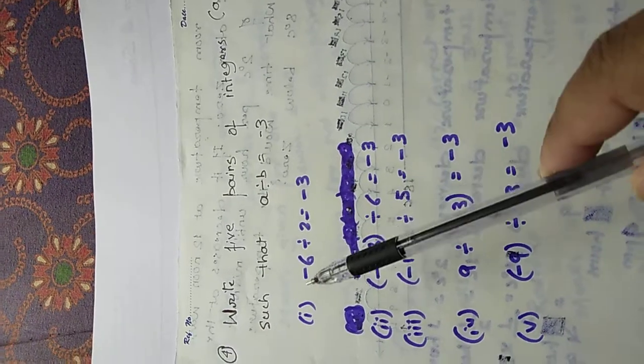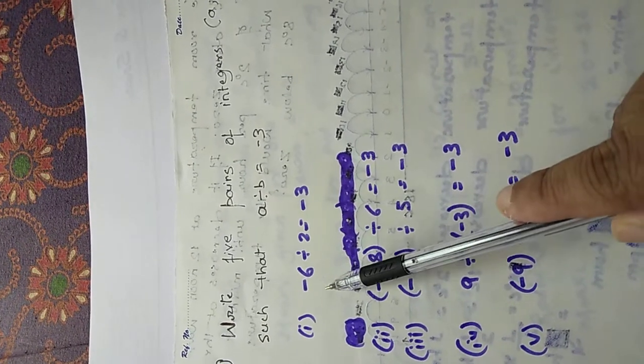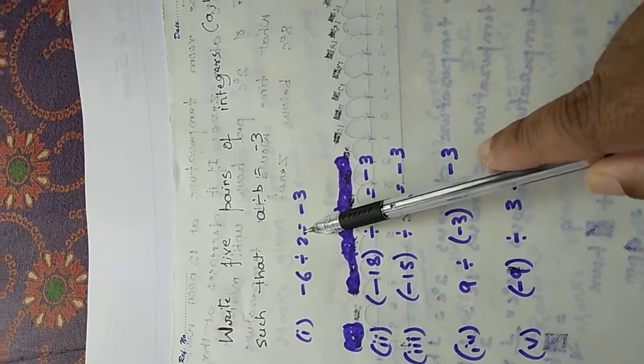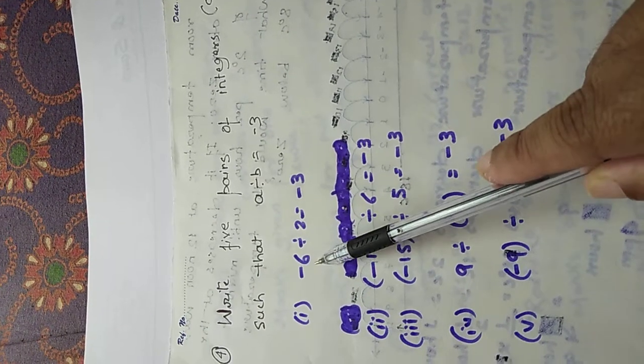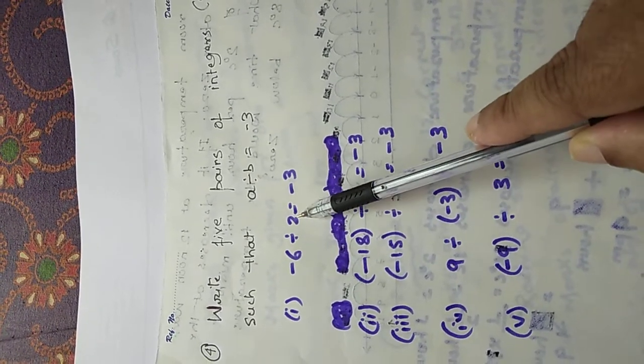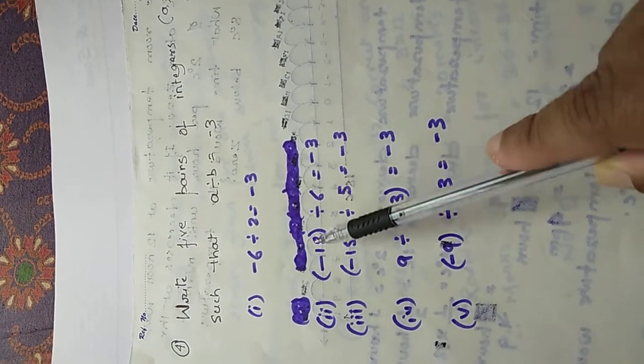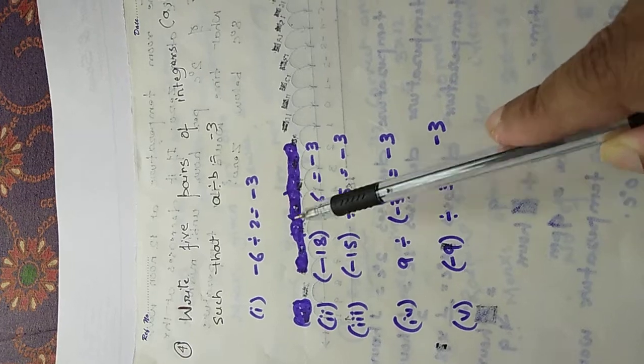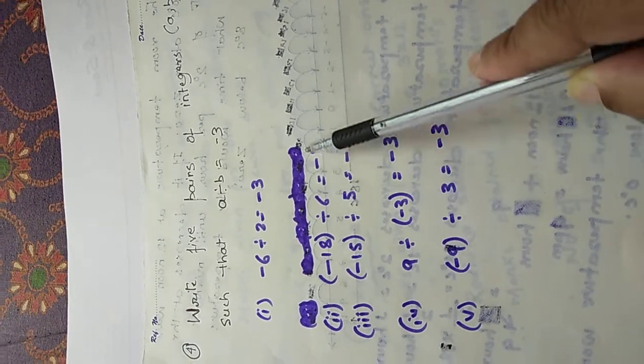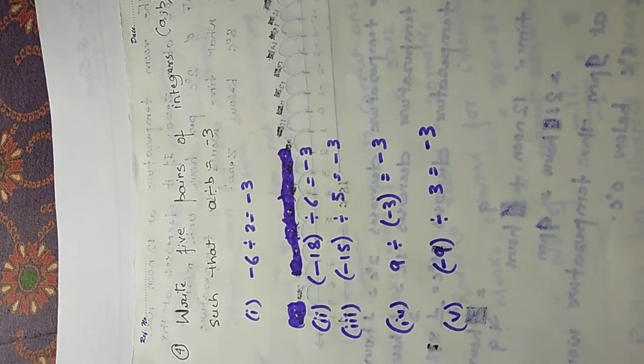Now, the first pair I have taken: a as minus 6 divided by 2, it will give you minus 3. That is, I have taken a as minus 6 and b as 2. The second pair I have taken as minus 18 and 6. So a is minus 18 and b is 6. So minus 18 divided by 6 will also give you minus 3.